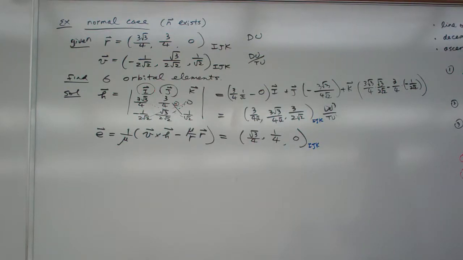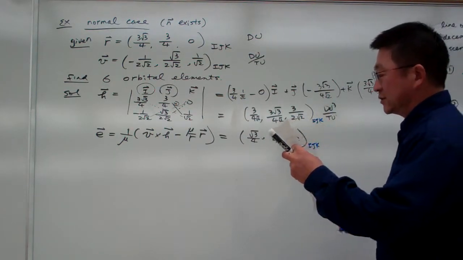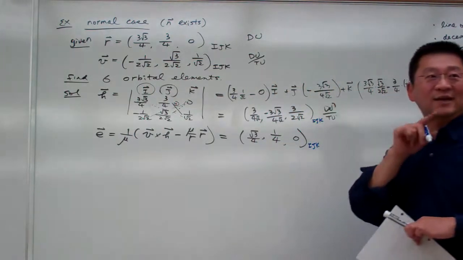Is the J component supposed to be negative, or does that negative go away? It's because it's negative and 1 above that. Oh, yes. Thank you. This should be negative. Thanks a lot.